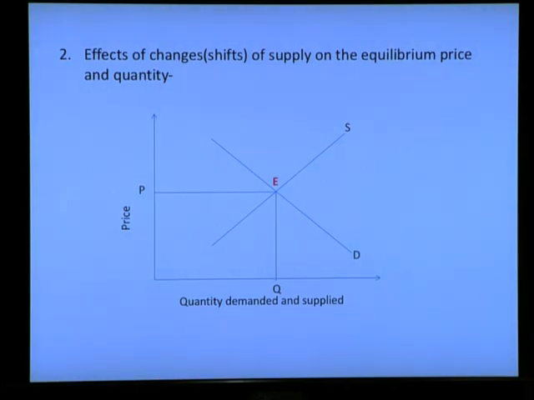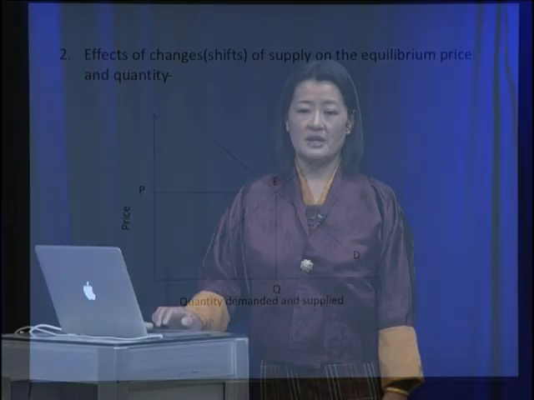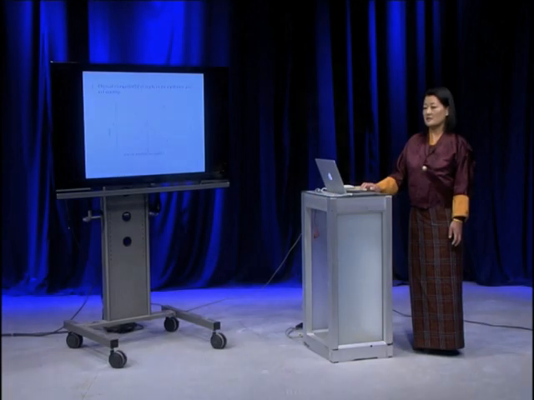So, factors like the input prices, the prices for inputs that you are going to use to produce goods, then the state of technology that you are going to use, then the price of related commodities. These are some of the factors that are going to influence supply.